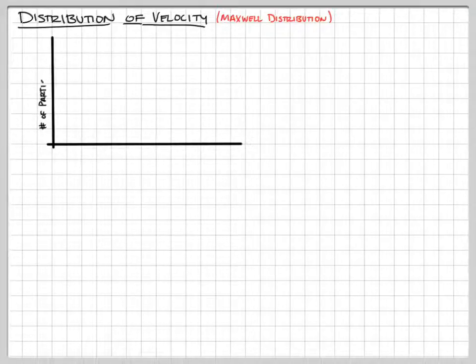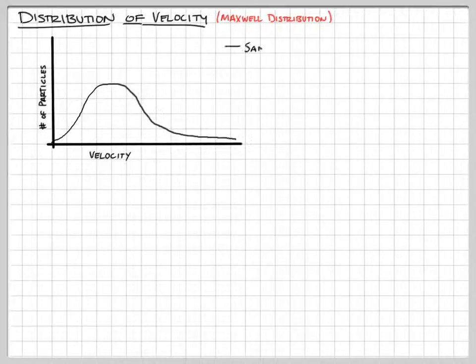So, we're going to look at a graph, and on the y-axis we've got number of particles, and on the x-axis we have velocity. And so here's my curve. This is a sample of a substance at 300 Kelvin. And we'll talk about temperature a little bit more later, but not right now. This sample is at 300 Kelvin.